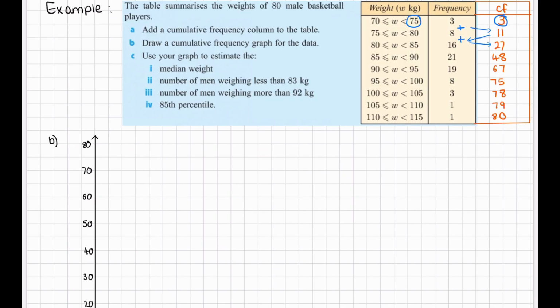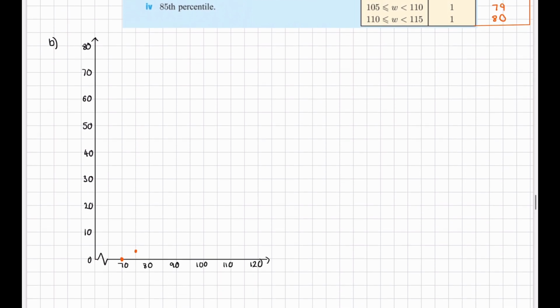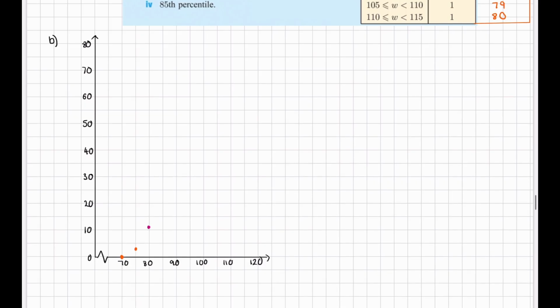For the second class interval, our cumulative frequency was 11, so we're going to plot that at the 80. So remember, always the second value of the class interval is where we plot the cumulative frequency value. So at 80, we will be plotting 11. And we do that for the rest of them. So our next cumulative frequency value was 27, so that's going to go at 85. And I'm going to plot the rest of those now.